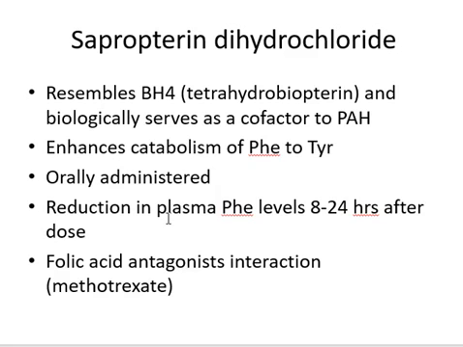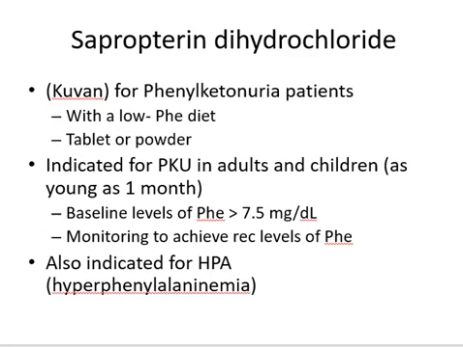In terms of drug-drug interactions, there's a few that are out there. The main one I think that you should maybe focus on, at least because we're talking a lot about nutrition and biochemistry and metabolism, is that the folic acid antagonists like methotrexate, there is a well-known interaction there. There's a few other ones, but I don't think we need to discuss them at this point. And so this drug is under the brand name Kuvan, and it's specifically for phenylketonuria patients, and it has to be administered with a low phenylalanine diet. Otherwise, it doesn't really work that well.